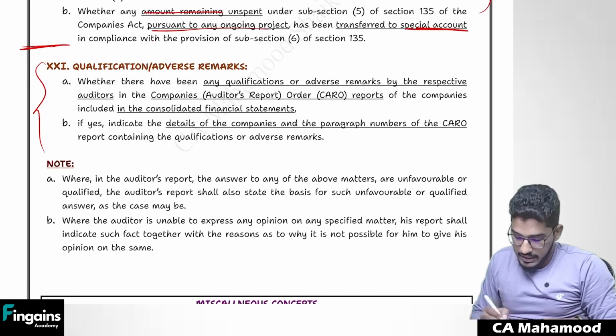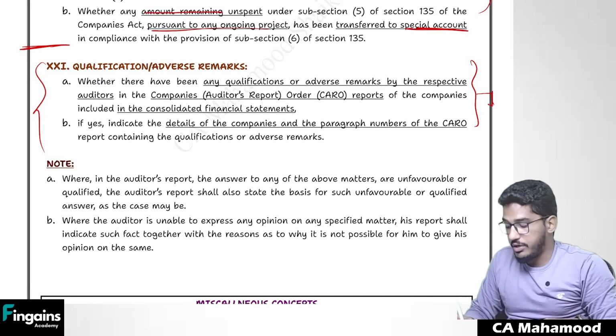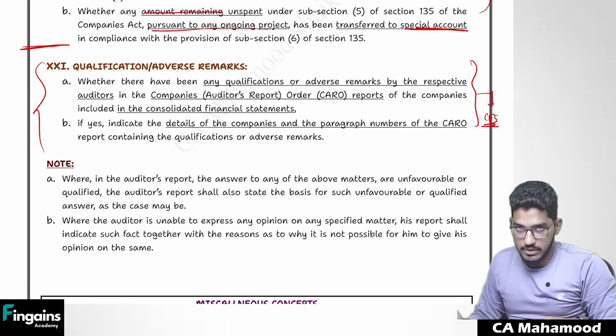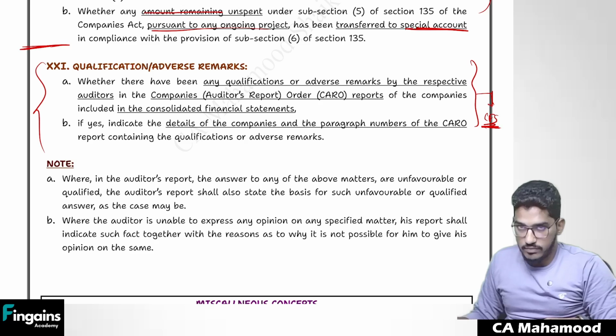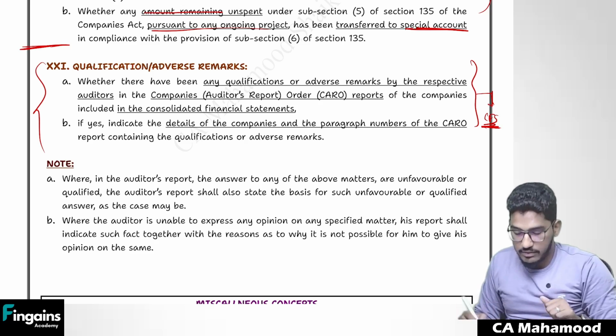Now we have clause number 21. As I have told, this point will come in the audit report of consolidated financial statements. This point will come where? In the audit report of the consolidated financial statements. Sir, what comment do I have to give here?